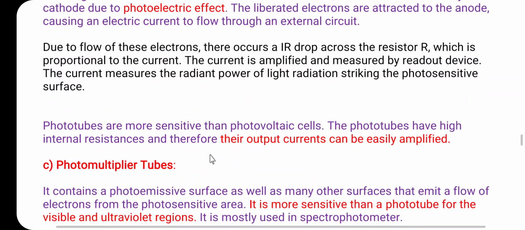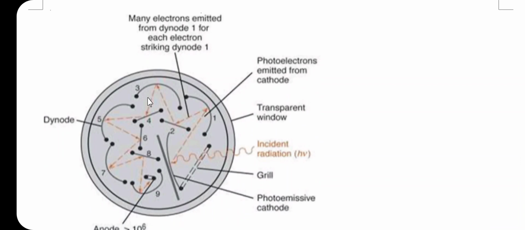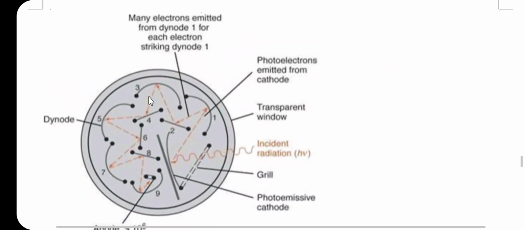Now let us consider the last, the third detector, which is the photomultiplier tube. It contains a photoemissive surface as well as many other surfaces that emit a flow of electrons from the photosensitive area. It is more sensitive than phototubes for the visible as well as the ultraviolet region, and it is mostly used in the spectrophotometer. Let us consider the diagram of the photomultiplier tube.